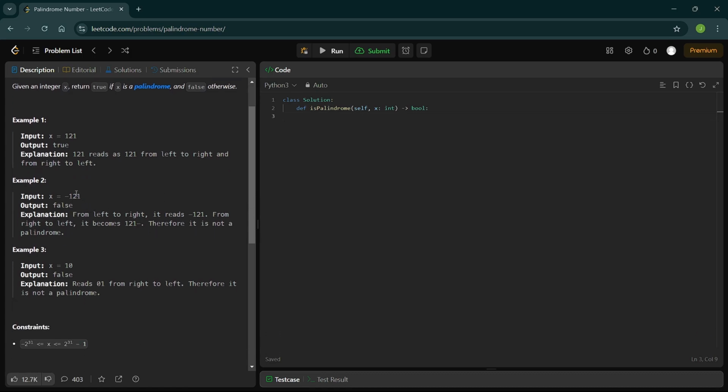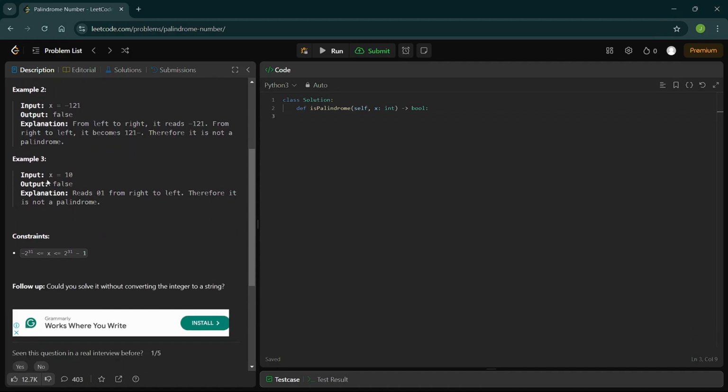If we see example 2, it is minus 121, which will be false, obviously, because reading from left to right, it reads as minus 121. From right to left, it becomes 121 and a minus. So therefore, it is not a palindrome.